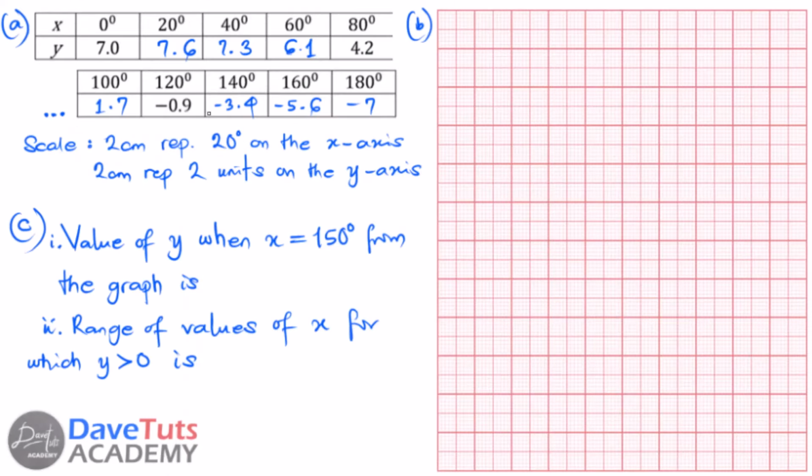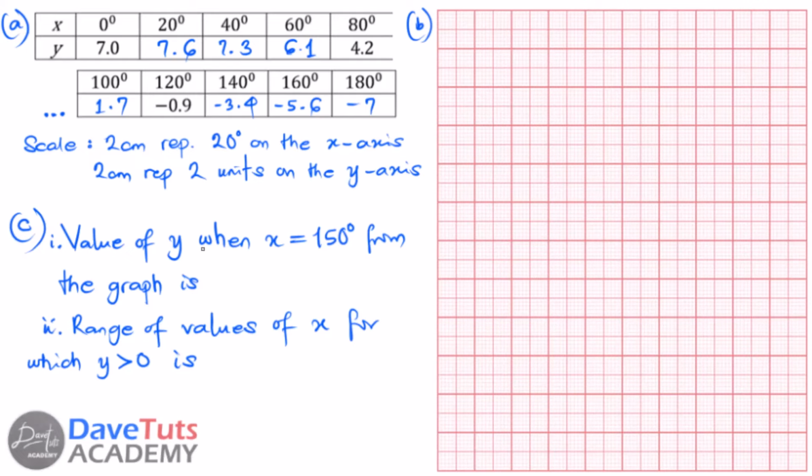Okay, so if you are consistent with the way to do that, you get this table of values. Notice that we have completed everything to one decimal place, in consistency with the values that were given: 7.0, 4.2, and minus 0.9. We are given a scale of 2 centimeters to represent 20 degrees on the x-axis and 2 centimeters to represent 2 units on the y-axis.